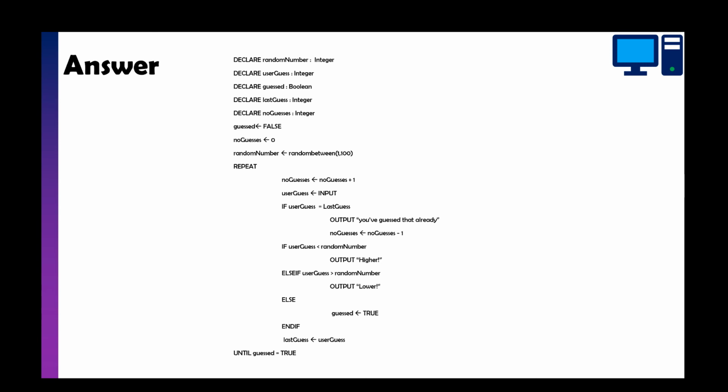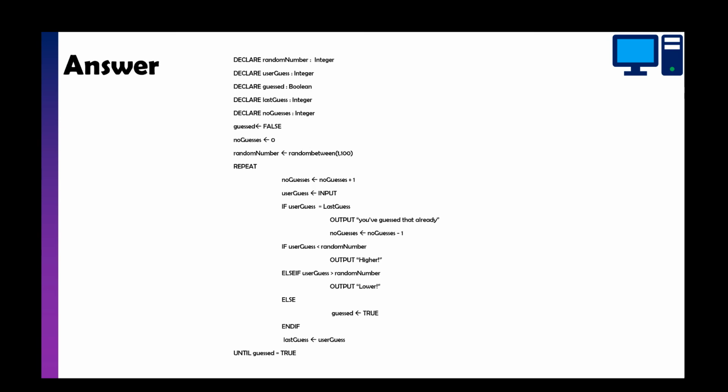We're then going to ask for an input, and then I've got an if statement that checks if it was equal to their last guess. Now the first iteration, they won't have a last guess, so it should probably just skip over this part. Now if the user guess is less than the random number, it outputs higher. If it's greater than the random number, it outputs lower. Otherwise, you've guessed it and it sets the boolean to true.